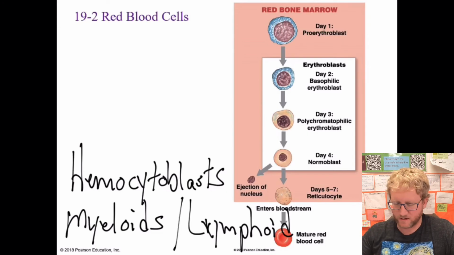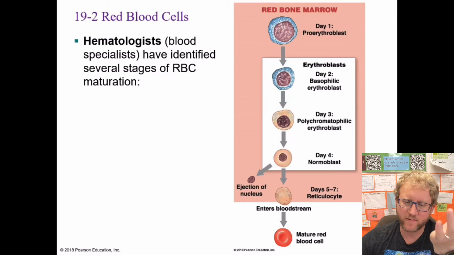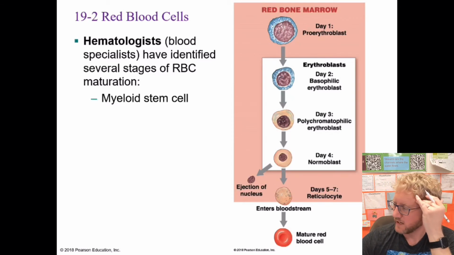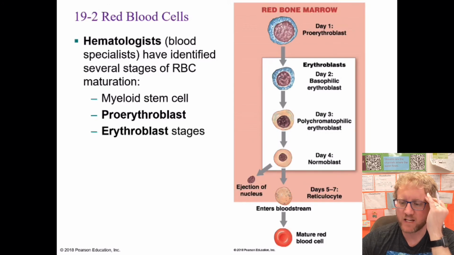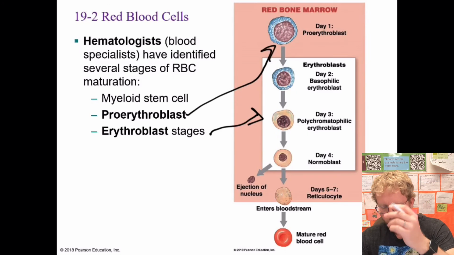So basically what ends up happening is this. Hematologists, which are people that study blood, have identified several stages. The first part is you have a myeloid stem cell. That myeloid stem cell, also known as a proerythroblast, turns into a basophilic erythroblast. These are the erythroblast stages that we're talking about right here. So we're talking about this section. Okay.